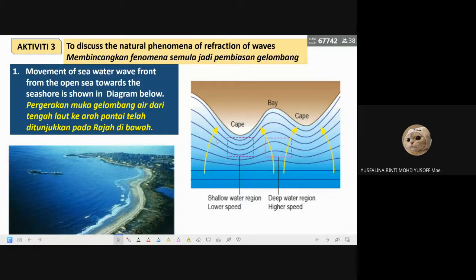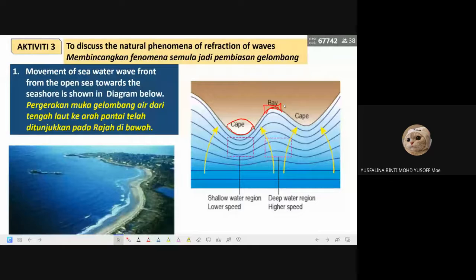And then we see for the bay. Since the bay looks like a concave, the shape is concave like this, and this one is a convex, convex like this. So this one, because it looks like a concave lens, it looks like a concave shape.